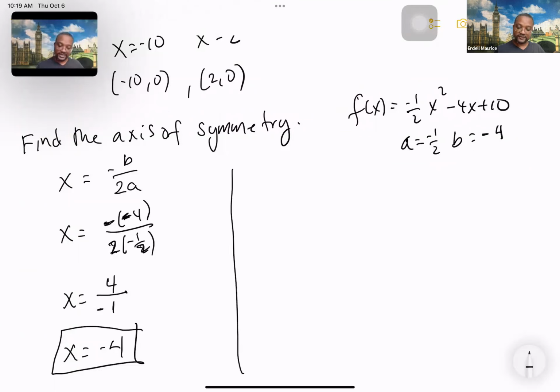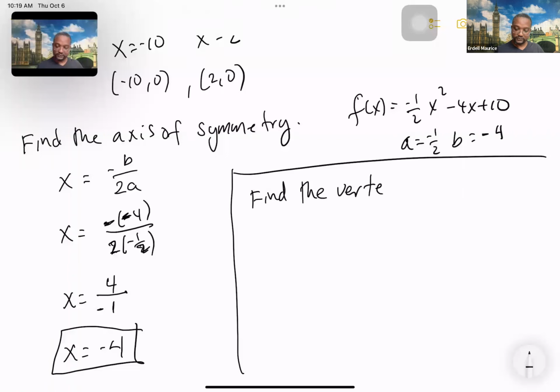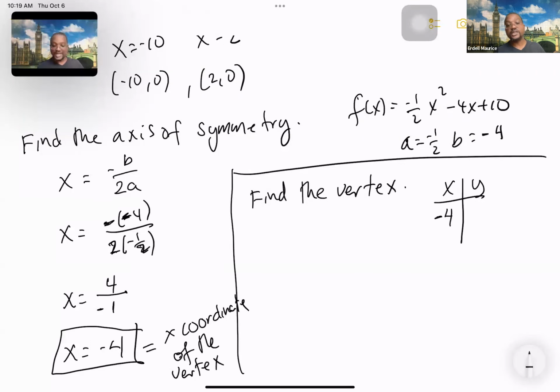It will then go on to ask you to find the vertex. And the vertex is simply going to be x comma y, but we already have the x coordinate. The x coordinate is going to be the same answer. This right here gives us the x coordinate of the vertex. And that's why you always find the axis of symmetry first, because once you find the axis of symmetry, you're doing two things at the same time.